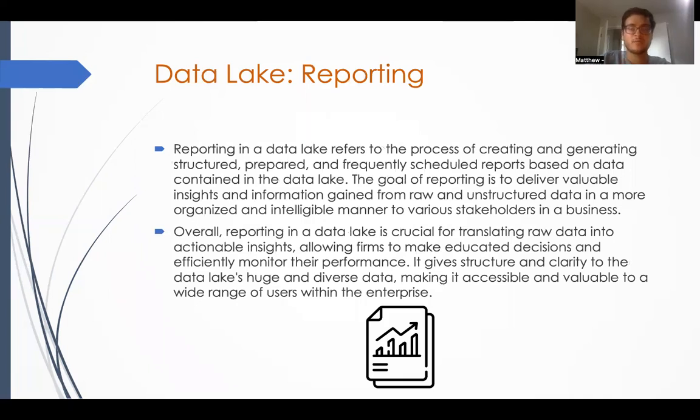Next, we have reporting. Reporting in a data lake refers to the process of creating and generating structured, prepared, and frequently scheduled reports based on data contained in the data lake. The goal of reporting is to deliver valuable insights and information gained from raw and unstructured data in a more organized and intelligible manner to various stakeholders in a business. Overall, reporting in the data lake is crucial for translating raw data into actionable insights, allowing firms to make educated decisions and efficiently monitor their performance.